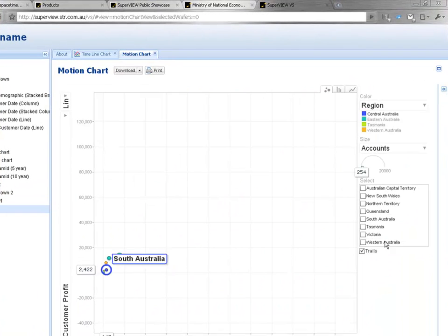So the other visualization that we added is the motion chart, also known as the Gapminder. You can probably see the most important features. I'll just get rid of the table and the selection because they don't really affect this. The motion chart is very much its own component. It has its own set of controls, legends, and selections that are independent of SuperVIEW, and it's all encapsulated as a single visualization.